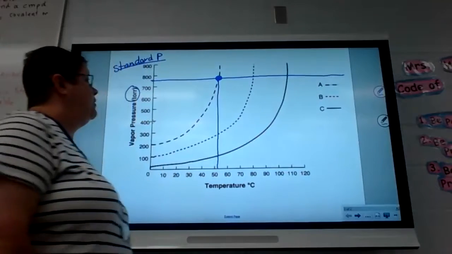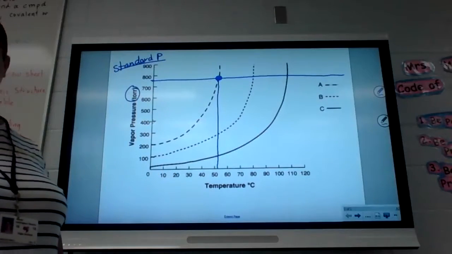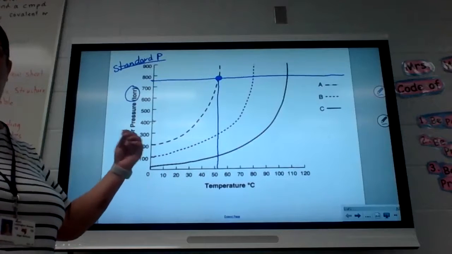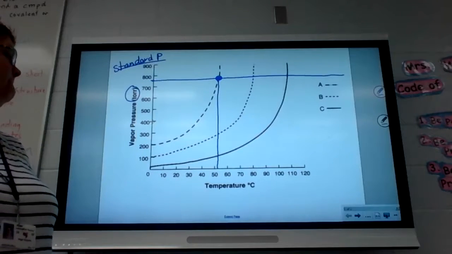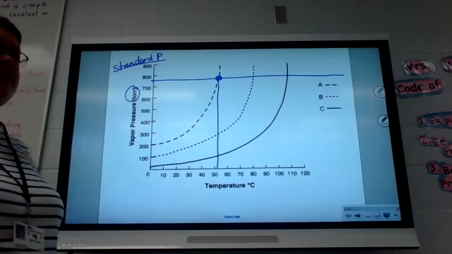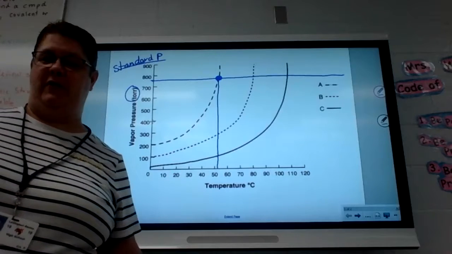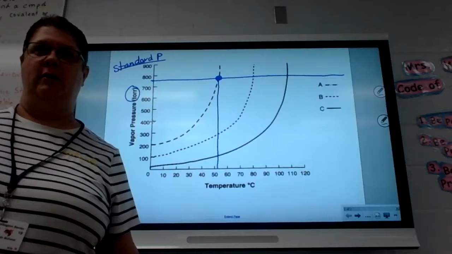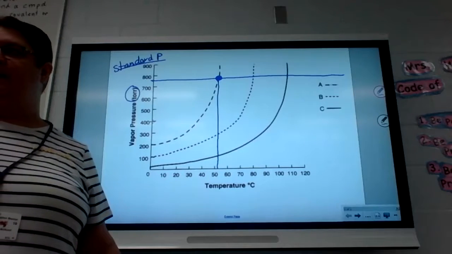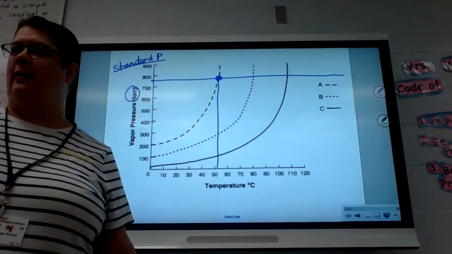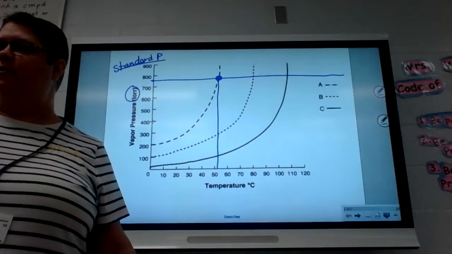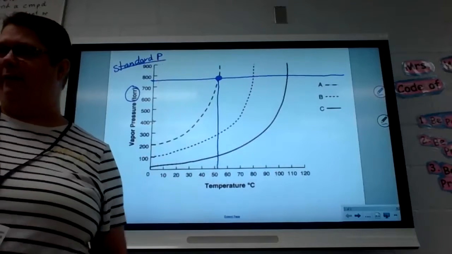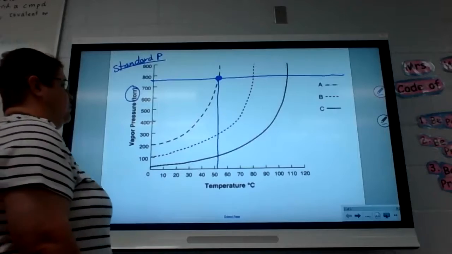All right, so what do I have for normal boiling point after I draw in standard pressure? I'm in the low 50s, so 51, 52, 53, somewhere in that range. Y'all in that ballpark? I got like 55. Okay, but you drew standard pressure and then read down. Okay, at least you got the process right.